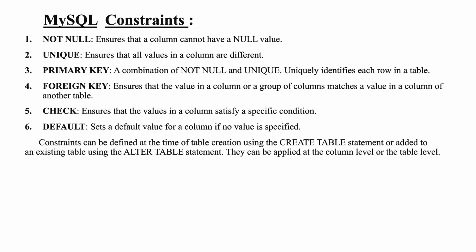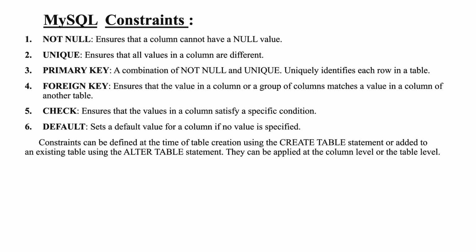Foreign key ensures that the values in a column or a group of columns match a value in a column of another table. Check constraint ensures that the value in a column satisfies a specific condition. Default constraint sets a default value for a column if no value is specified.